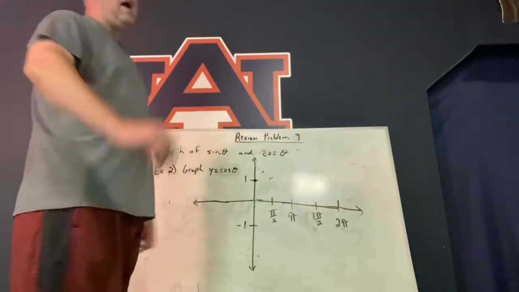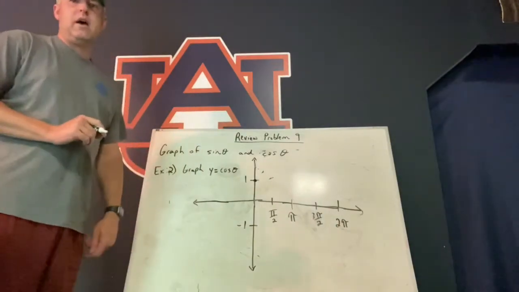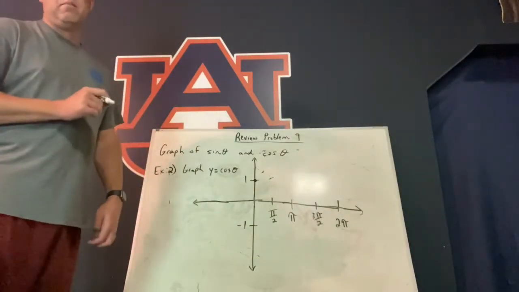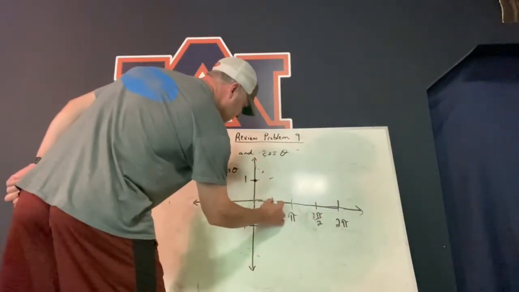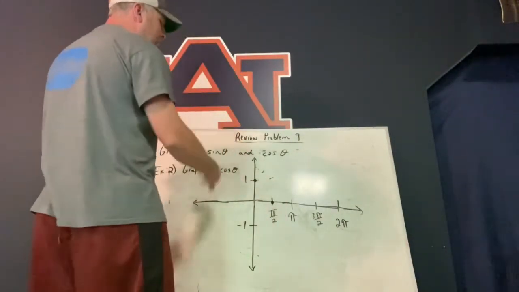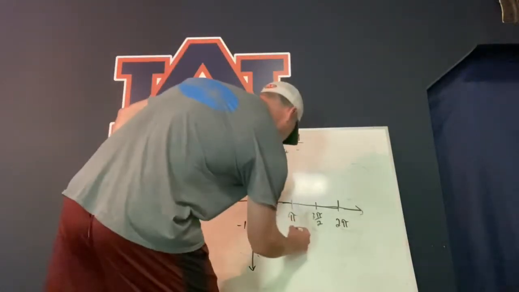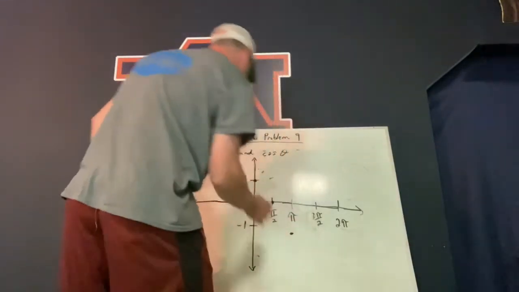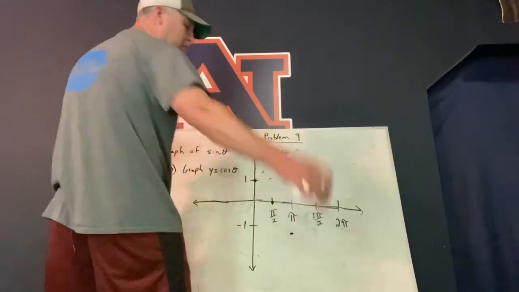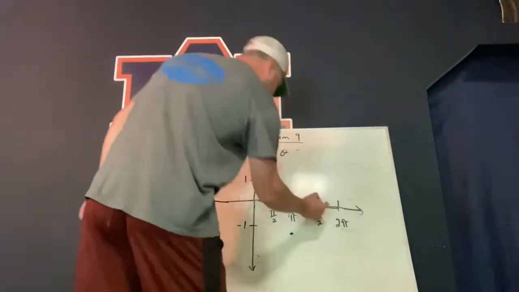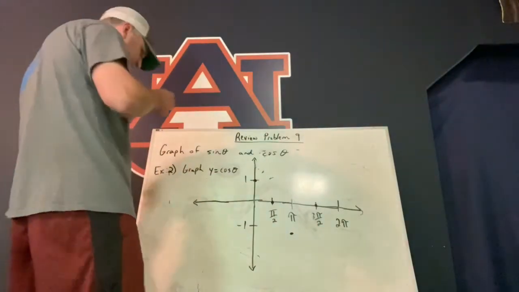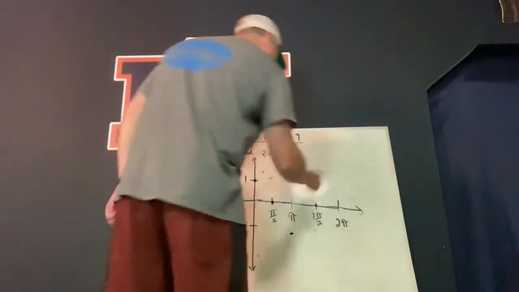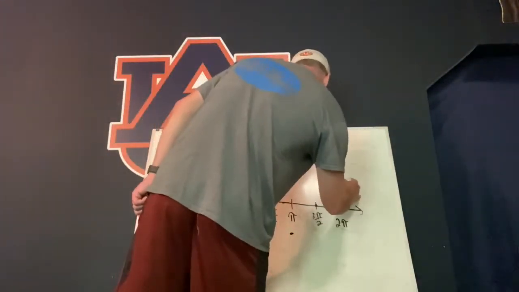So then at pi over 2, that is 0. Okay? And then at pi, it's -1. At 3 pi over 2, it is 0 again. Y-axis, right? And then at 2 pi, it's back to its max.